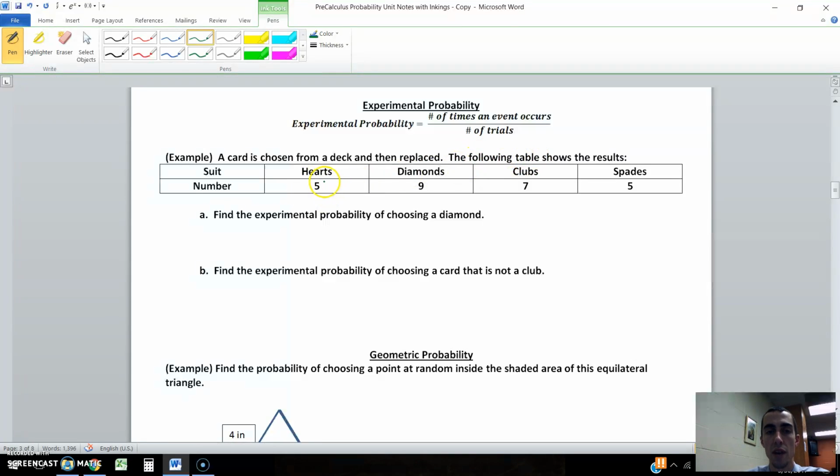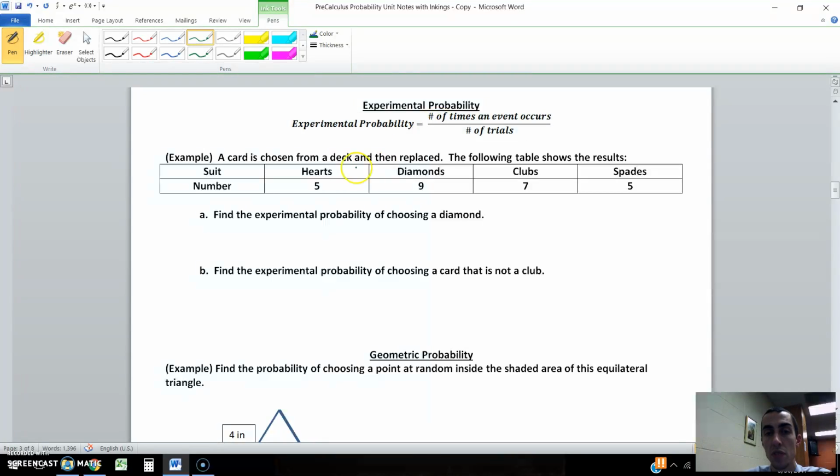Person drew hearts 5 times, diamonds 9, clubs 7, and spades 5 times. Find the experimental probability of choosing a diamond. Now let's remember that 1 out of every 4 cards in a deck is a diamond, 13 out of 52, or 1 out of 4. So the theoretical probability would be 1/4, or 0.25. But the experimental probability is different.